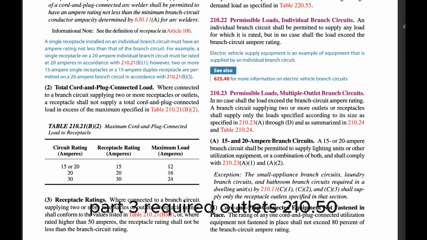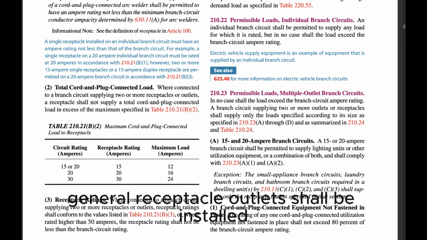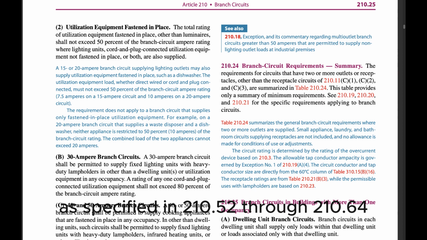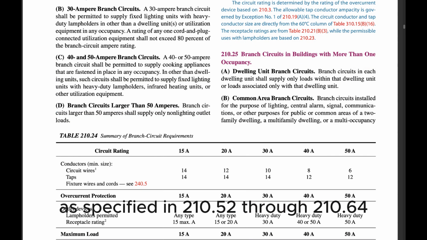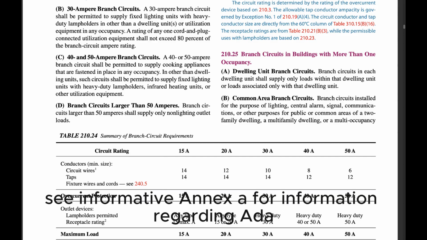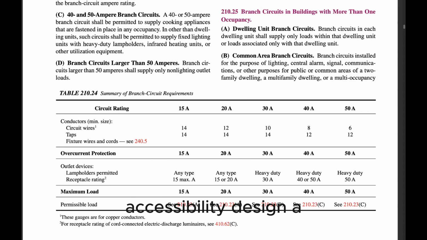Part 3. Required outlets. 210.50 General. Receptacle outlets shall be installed as specified in 210.52 through 210.64. Informational note: see Informative Annex J for information regarding ADA accessibility design.